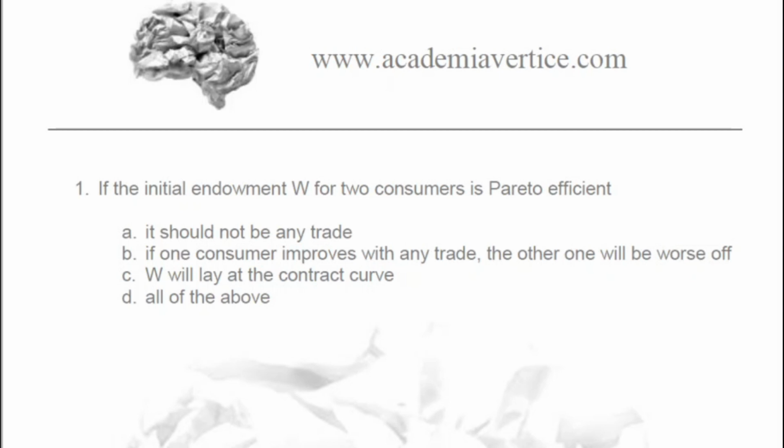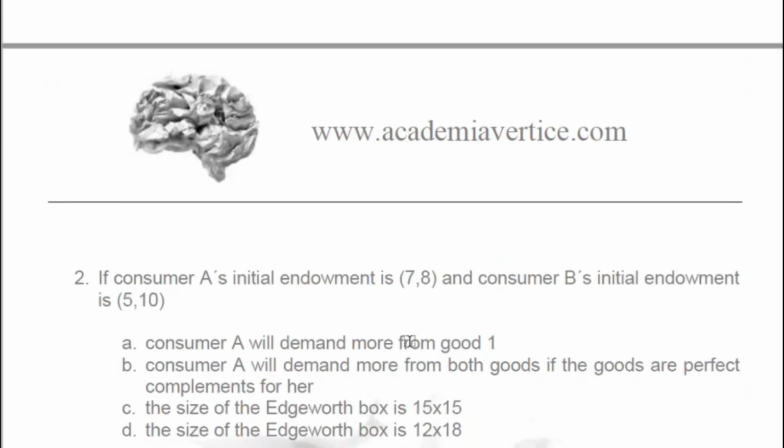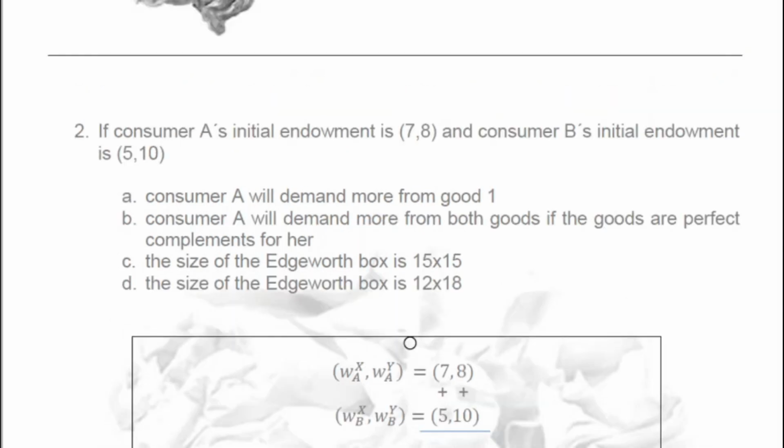W will lie at the contract curve. Yes, because the contract curve is the set of Pareto efficient allocations, and we've said that this W would be a Pareto efficient allocation. Now, if consumer A's initial endowment is 7-8 and consumer B's initial endowment is 5-10, consumer A will demand more of good 1. We don't even know their utilities, so we can't know anything about the final demands. So A and B are clearly false.